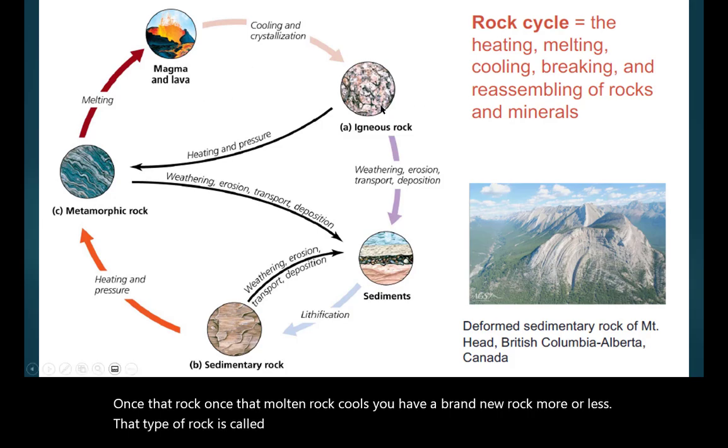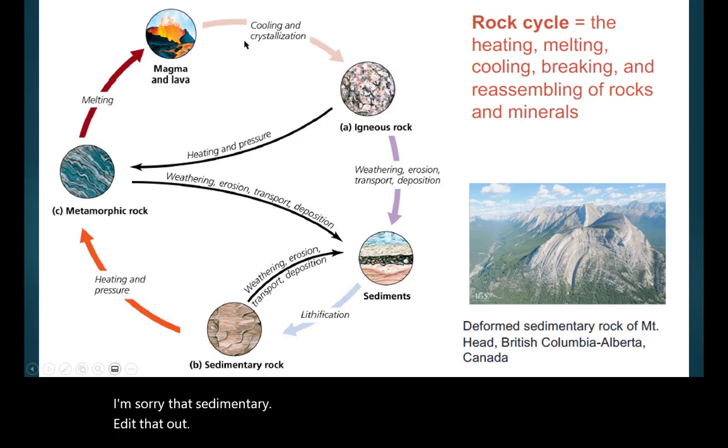Some igneous rock is really old. So a lot of the rock in the Sierra Nevada is igneous rock. It's granite. And that granite was formed deep in the Earth's crust. As it cooled, it solidified and formed this igneous rock.